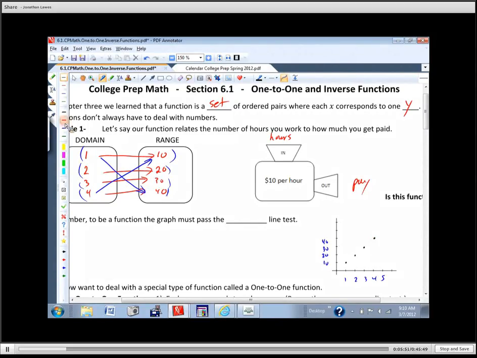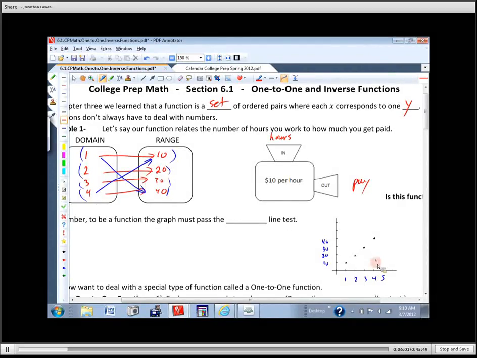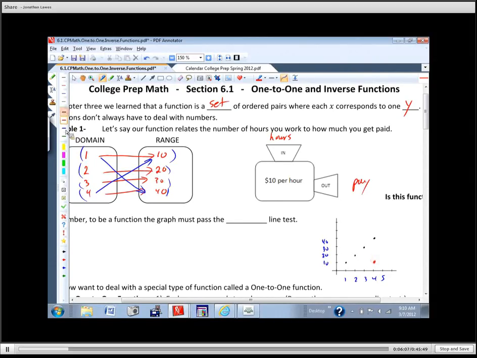So I'm going to put this one in red. Let's work 4 hours, but only get paid $10. Where does that go on the graph? 4 and 10, right there. Okay? And let's graph this other one. You work 4 hours and you work 1 hour and you get paid $40. So that would be right here.